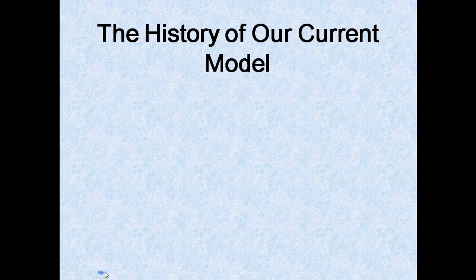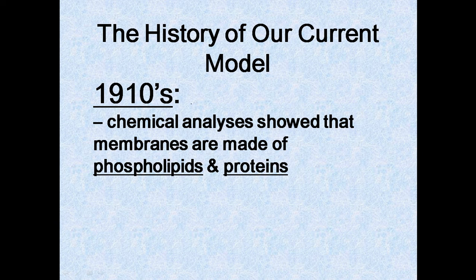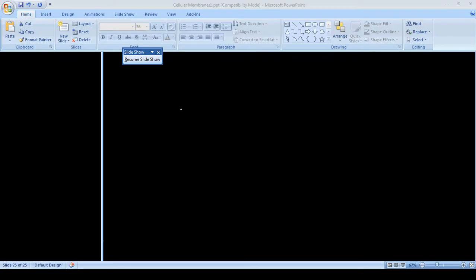All right, so here's the first date to put on your timeline. This is 100 years ago, in the 19-teens. Different scientists did chemical analyses of the membranes, and they found they were made up of 2 different types of molecules: a phospholipid, which is a special kind of lipid, and proteins.